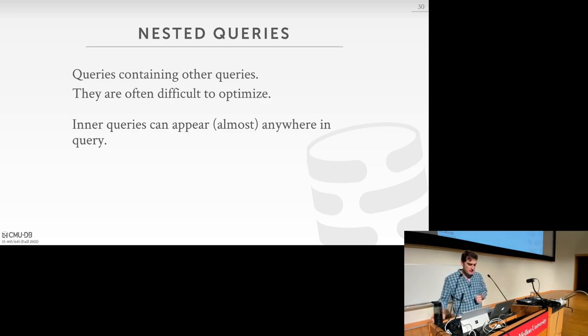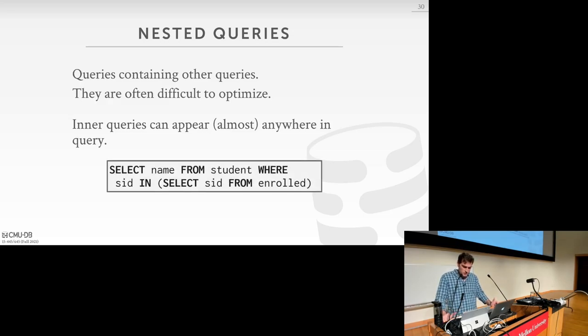So the next piece, it's a little tricky, is nested queries. They're often really difficult. Remember I talked about the query optimizer. They're often really difficult for the query optimizer to optimize. Usually it tries to rewrite it to something that's a little better. And inner queries can appear almost anywhere inside a query. So think of this like a function that returns a result to the outer query, and then the outer query works on it. I'll show you an example here.